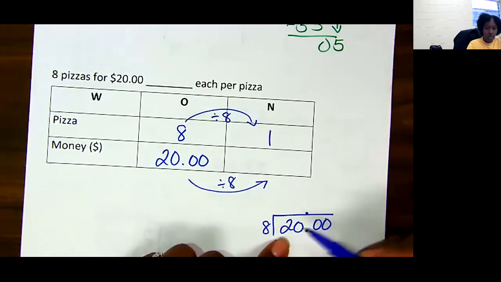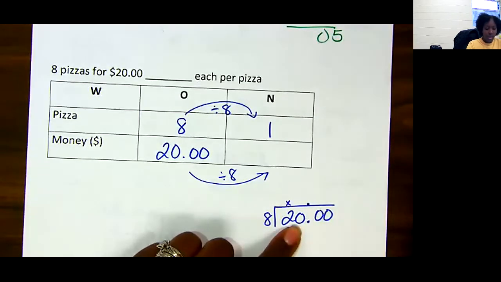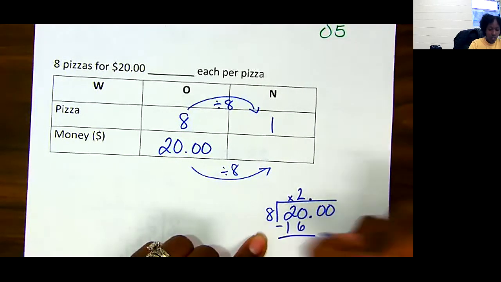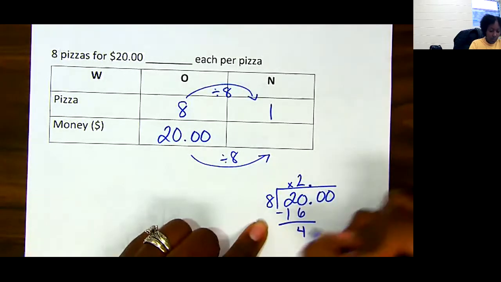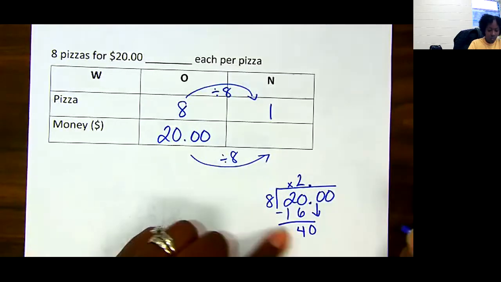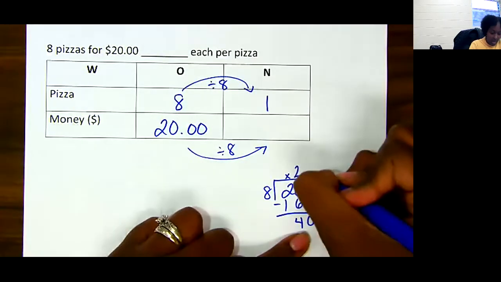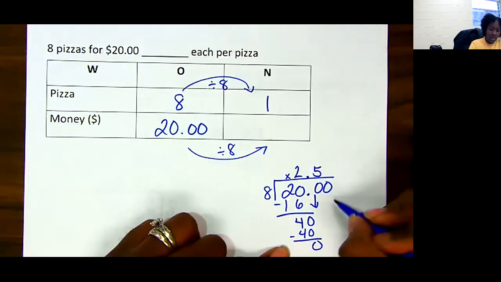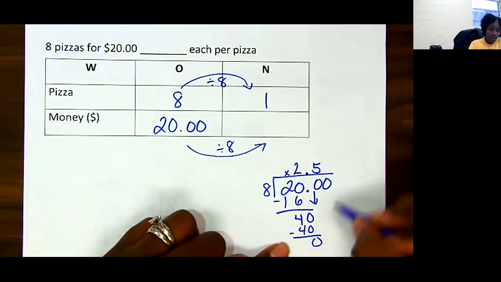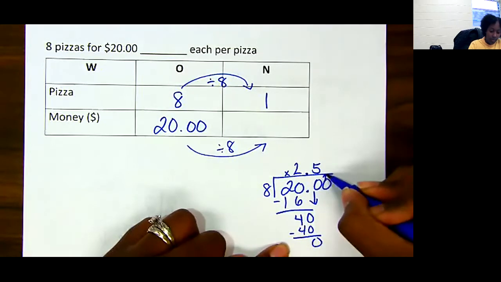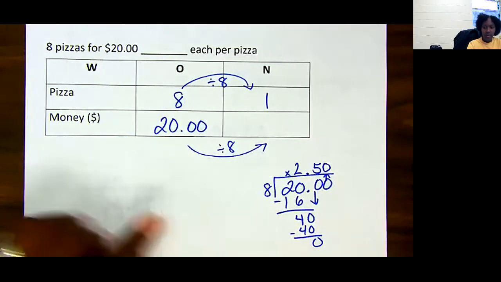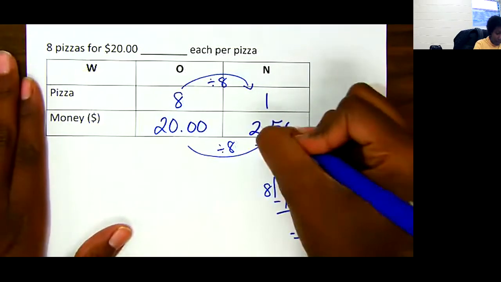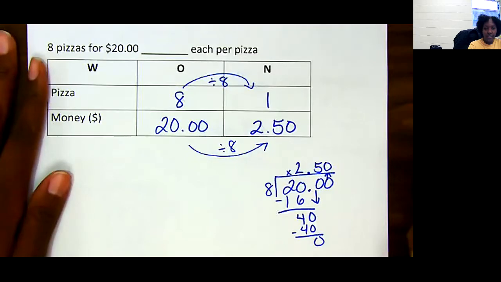Okay, 8 won't go into 2. 8 times 2 will give us 16 with 4 left over. 8 times 5 will give us 40. And because we have 0 left down here, but we still have a 0 here, we bring it up. So each pizza is $2.50.